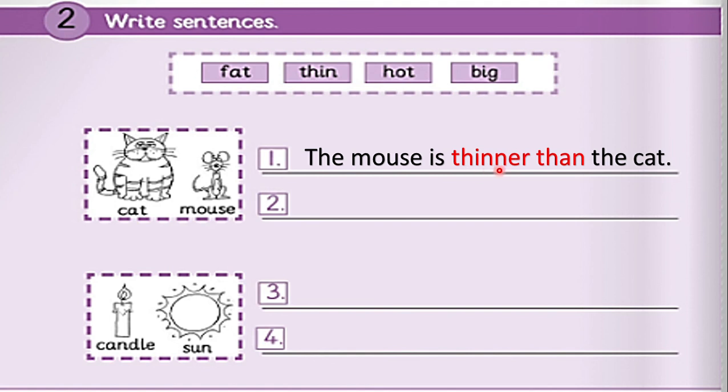Here, my students, don't forget that when you add er, we have to double the n if we have a vowel here. Thinner than the cat. Okay, my students, now I want you to add er and to add est to the adjectives and write the sentences. I will be waiting for your answers.